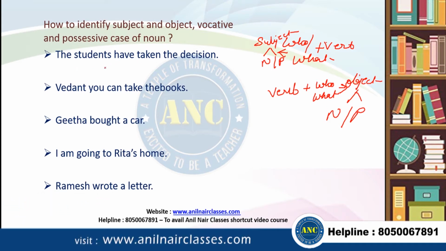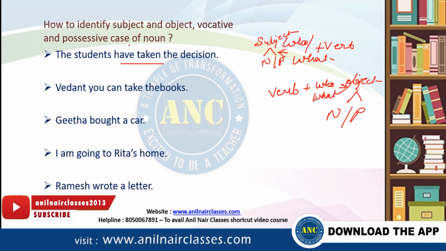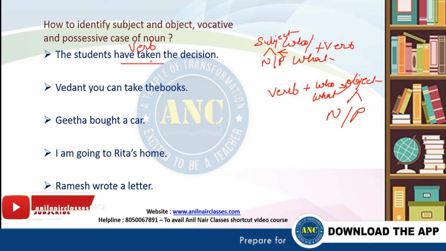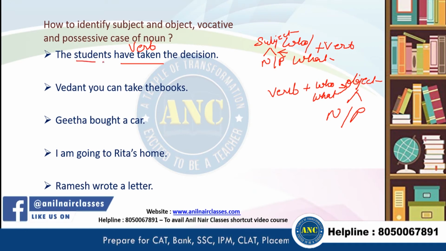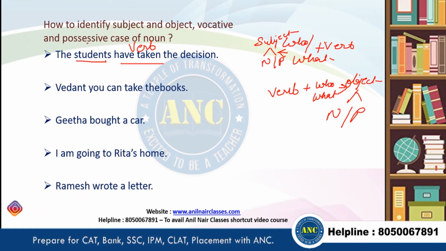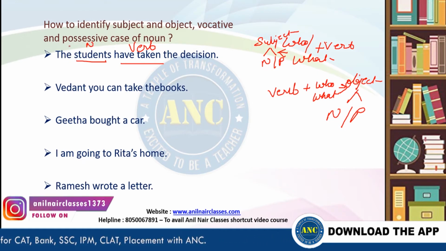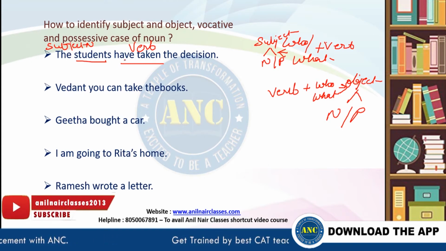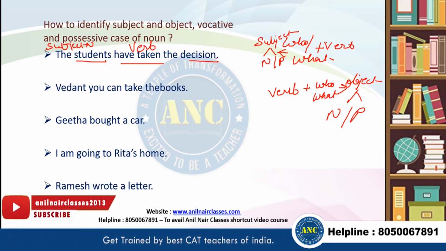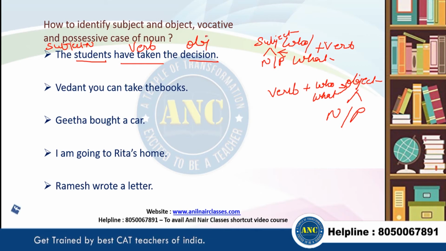The first sentence: The students have taken the decision. We have the verb phrase have taken over here. We'll ask the question, who have taken the decision? We get the answer, students. So students is the noun and it is functioning as the subject of the sentence. Now students have taken what? They have taken the decision. So decision is the object over here.